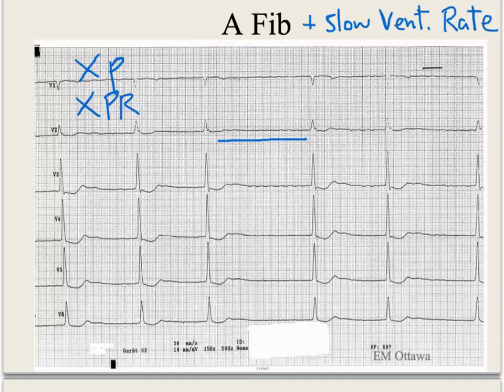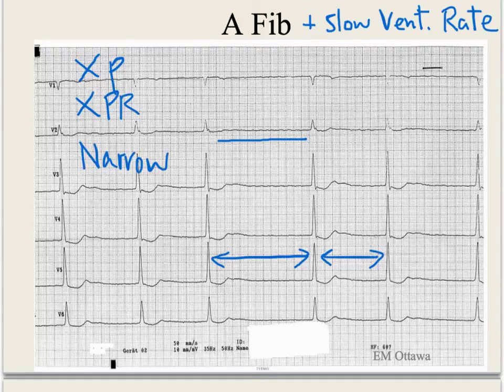What about the RR interval? You can tell that these RR intervals are not the same as each other. And the QRS complexes here are narrow. Each QRS complex occurs when the impulse from the atrium gets transmitted through the AV node intermittently.